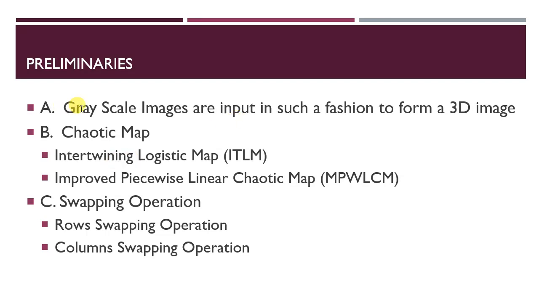Then the chaotic map. Two chaotic maps are used in this research. The first one is called intertwining logistic map, which is shortly abbreviated as ITLM, and the second one is called improved piecewise linear chaotic map, which is shortly abbreviated as MPWLCM. Then the swapping operation: row wise swapping and column wise swapping operations are performed in this particular research.